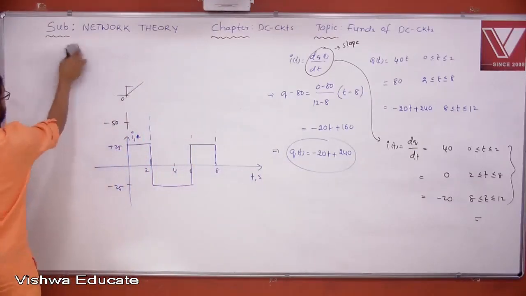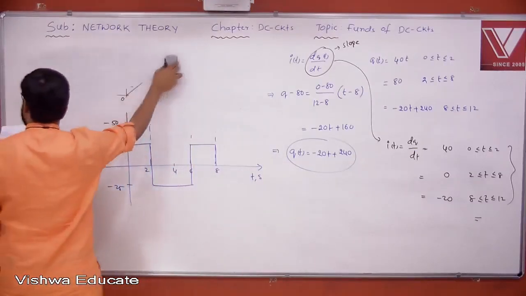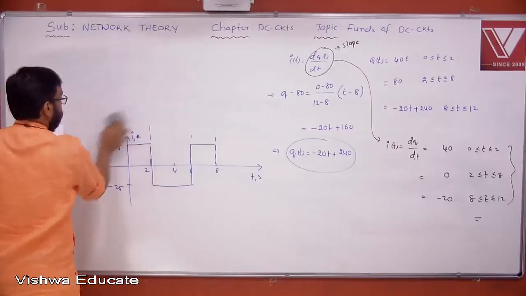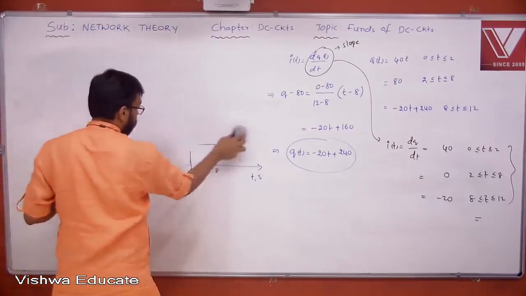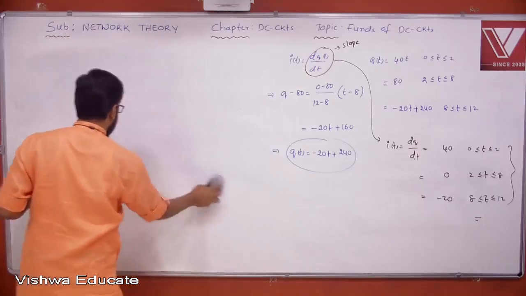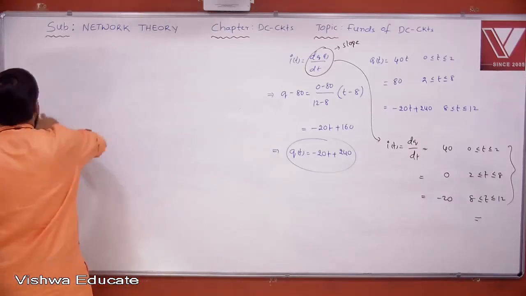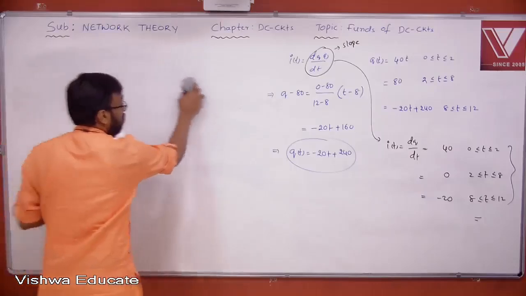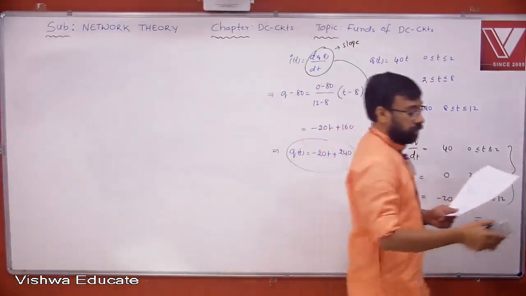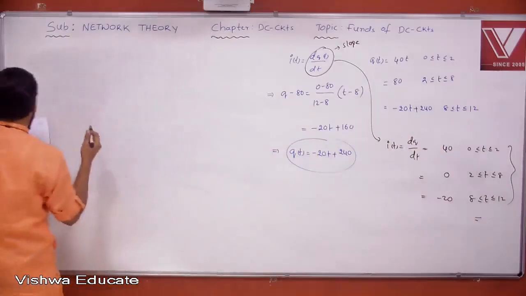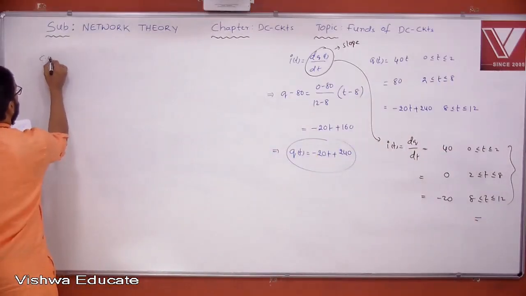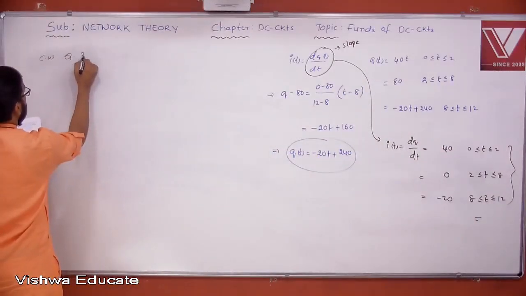Question number 37. The current passing a point in a device is shown in the following figure. Read that, all of you. The current passing a point in a device is shown in the following figure. Calculate the total charge to the point. That's the question, right? Classroom workbook, question number 37.